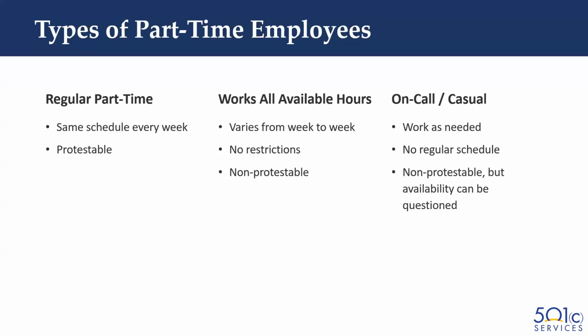Then we've got the other two, which are going to be based on business needs. So someone who is part-time working all available hours, their hours are going to vary from week to week. They're not going to be putting restrictions on their hours. They're going to be available and ready to work. They're not refusing work, and they're working everything you're giving them. That is going to be part-time working all available hours. And then on-call or casual or assignment-based employees, right? They work as needed. They have no regular schedule.